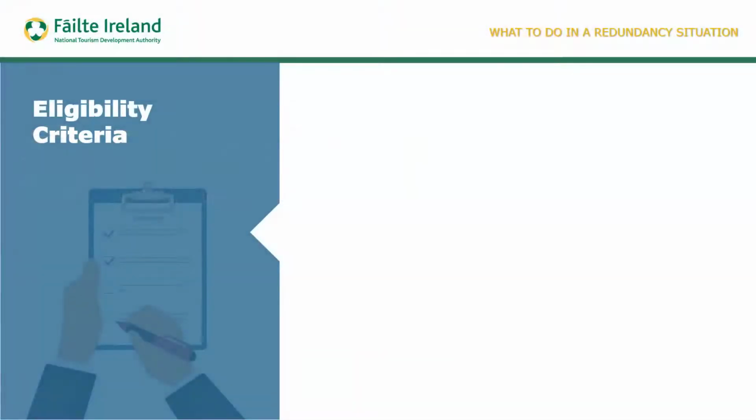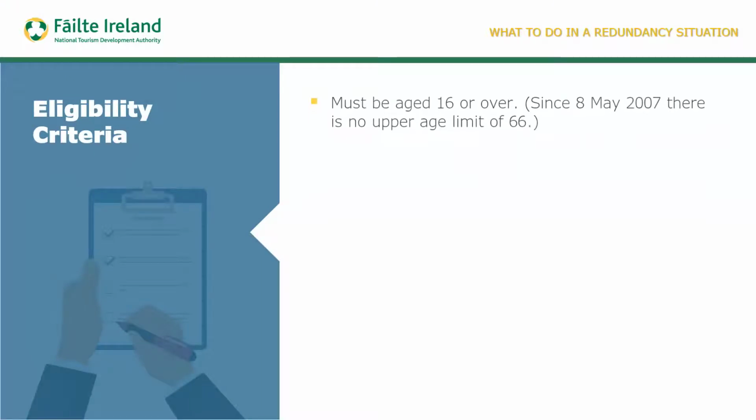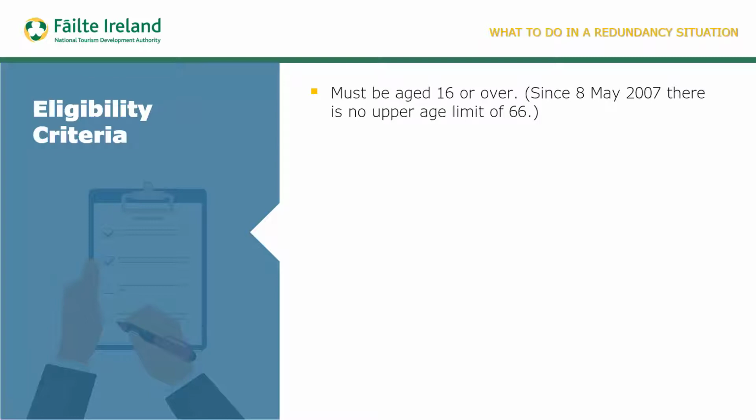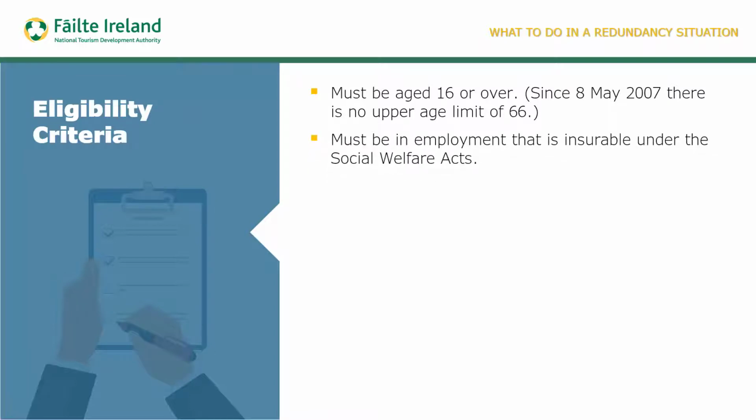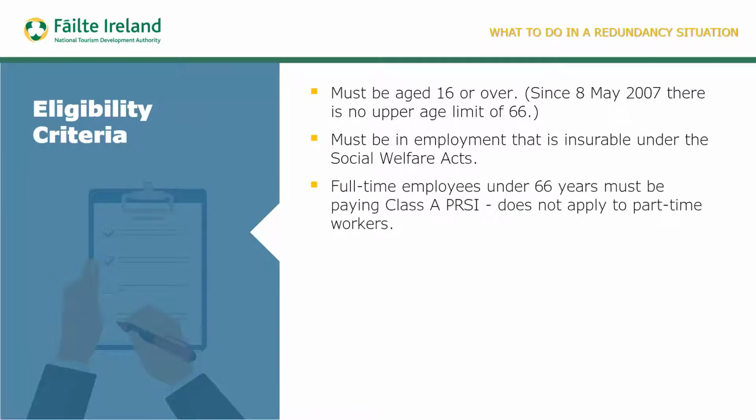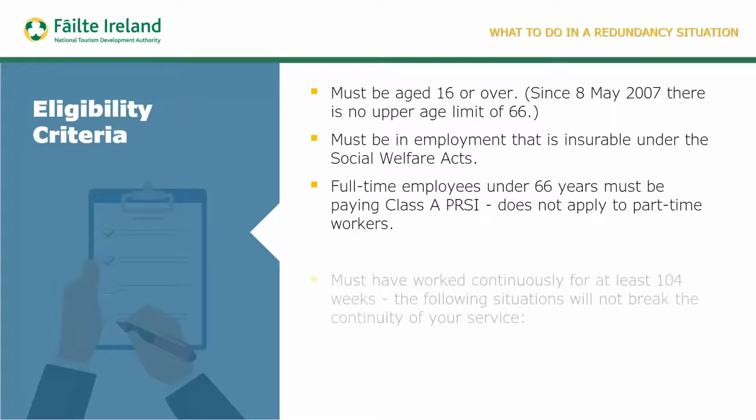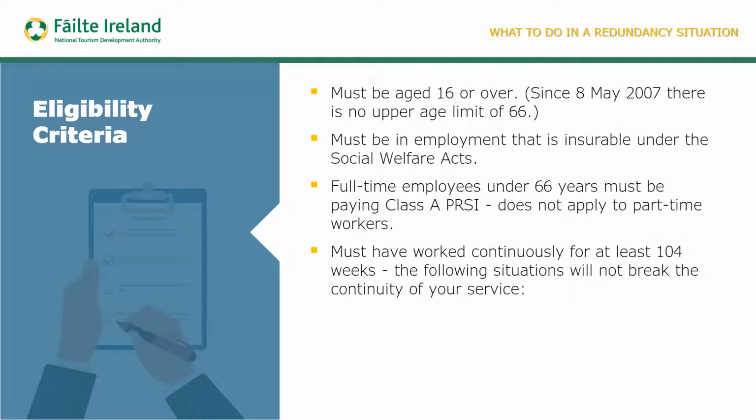To be eligible for a redundancy payment, you must meet the following requirements as an employee. So the employee must be aged 16 or over. There is no upper limit of 66 like there used to be before. You must be in employment that is insurable under the Social Welfare Acts. Full-time employees under the age of 66 must be paying Class A PRSI. This insurability requirement does not apply to part-time workers. You must have continuously worked for your employer for 104 weeks.